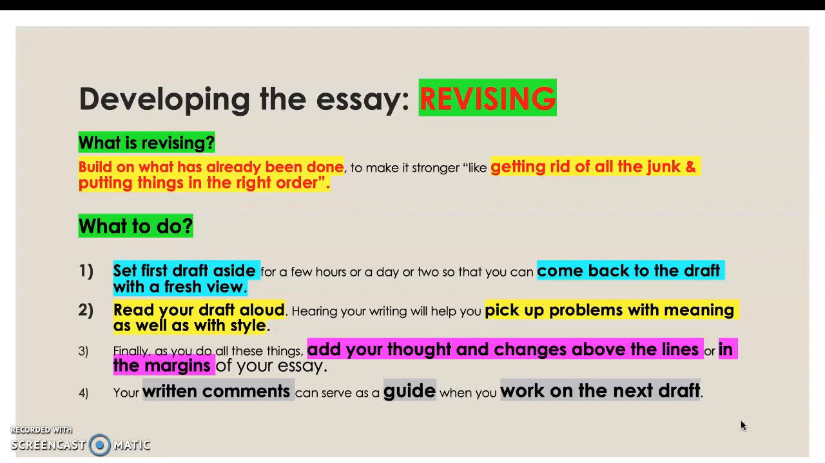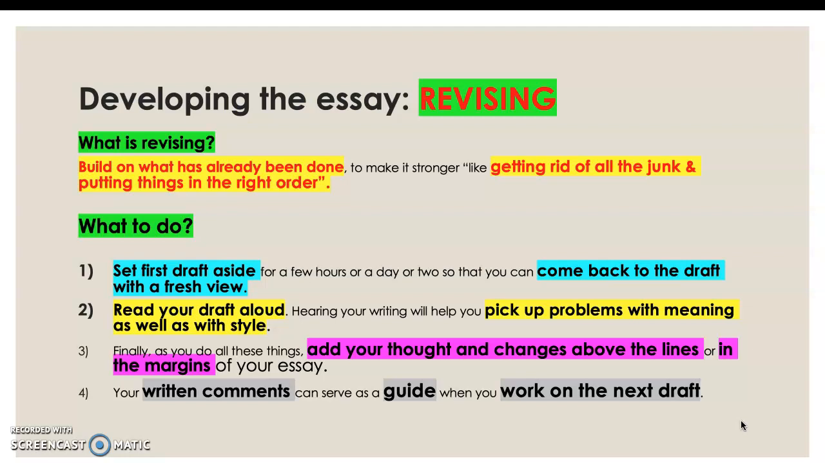So after this, you will have to do revision. What is revising? What is this revising stage? This revising stage is building on what you have already written. All right, you have done that first draft, but now you want to take out things that are not important, things which are not in the right order. You revise or restructure certain parts of it.